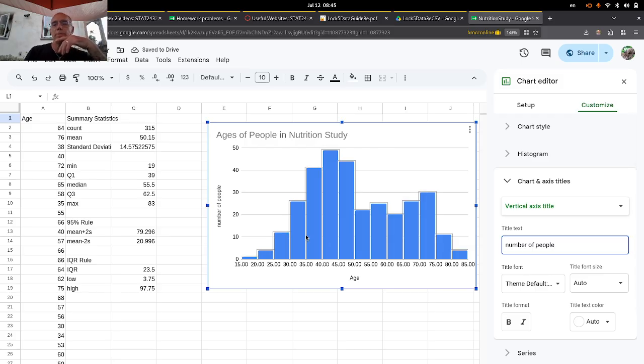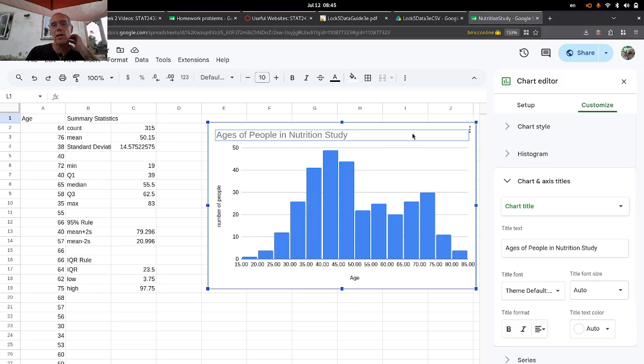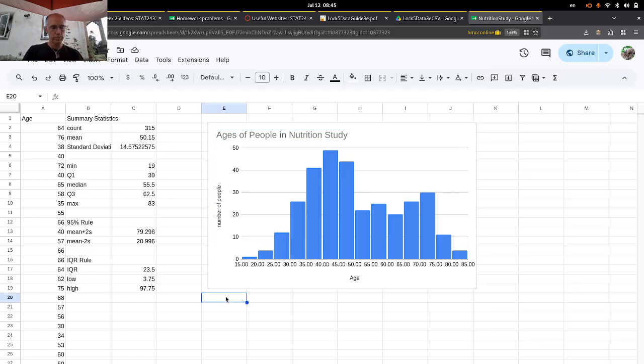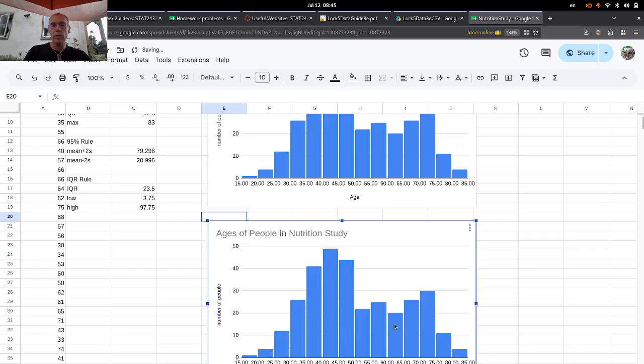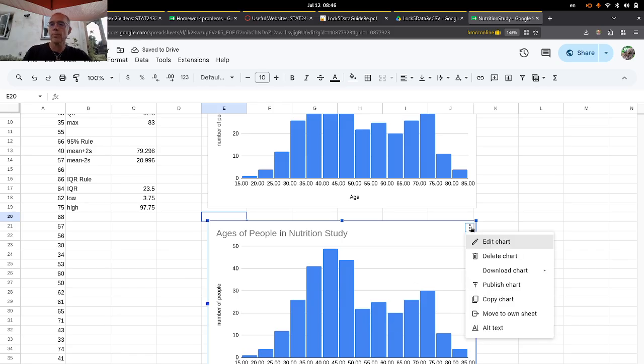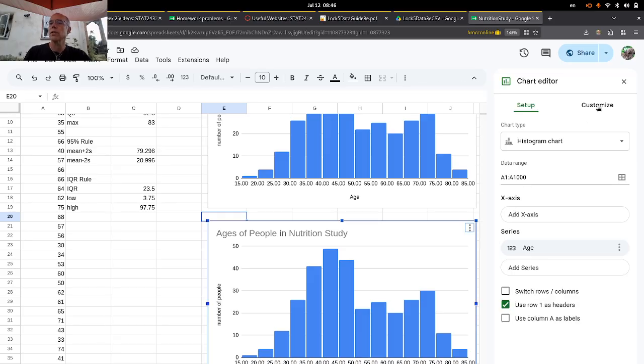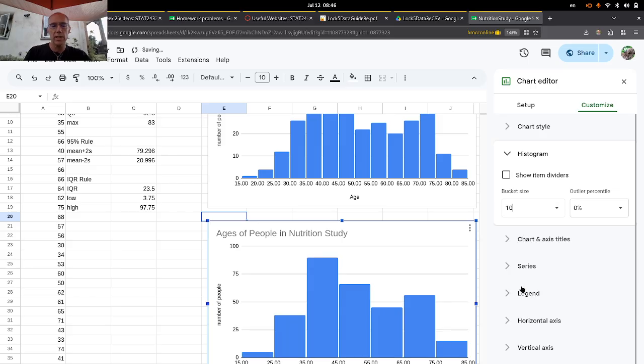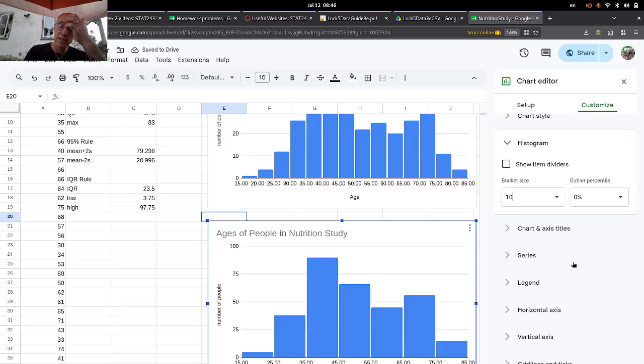Nice. And again, there's no best histogram, so sometimes just for fun, once I get good titles in there, I will make a copy of it and make a slightly different one. Let's go edit, customize, histogram. Let's go by 10 this time, and let's start at 10.